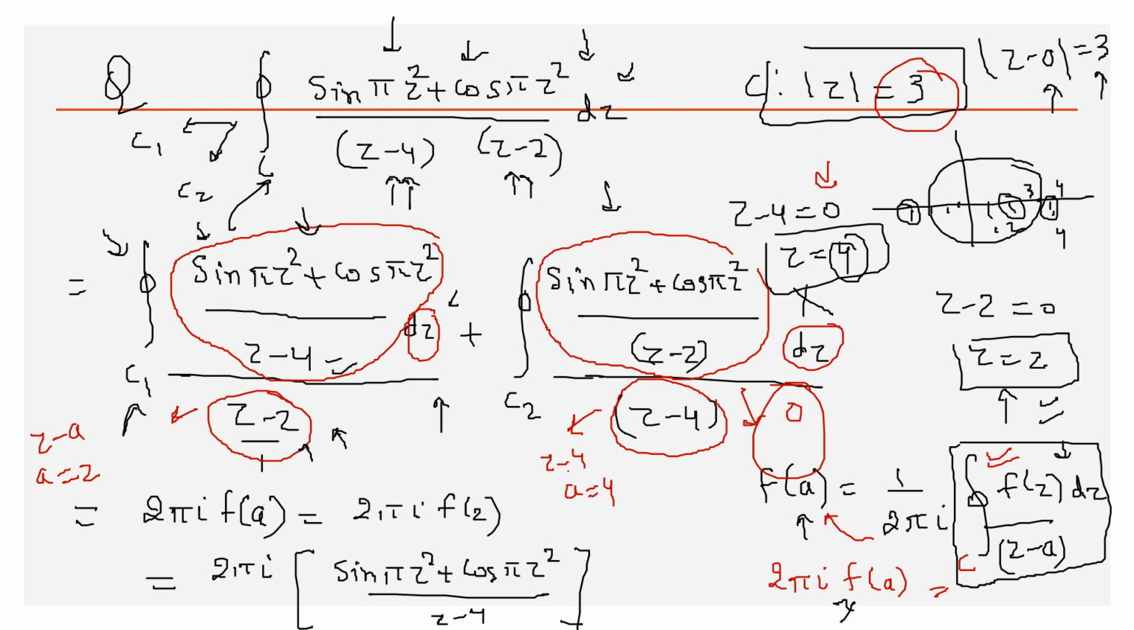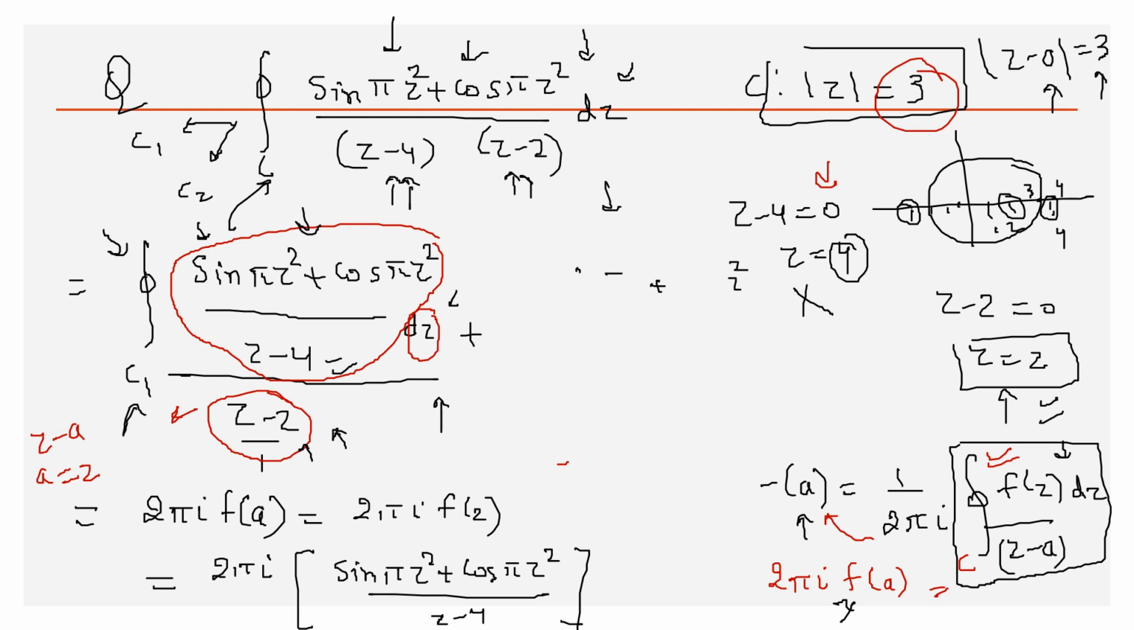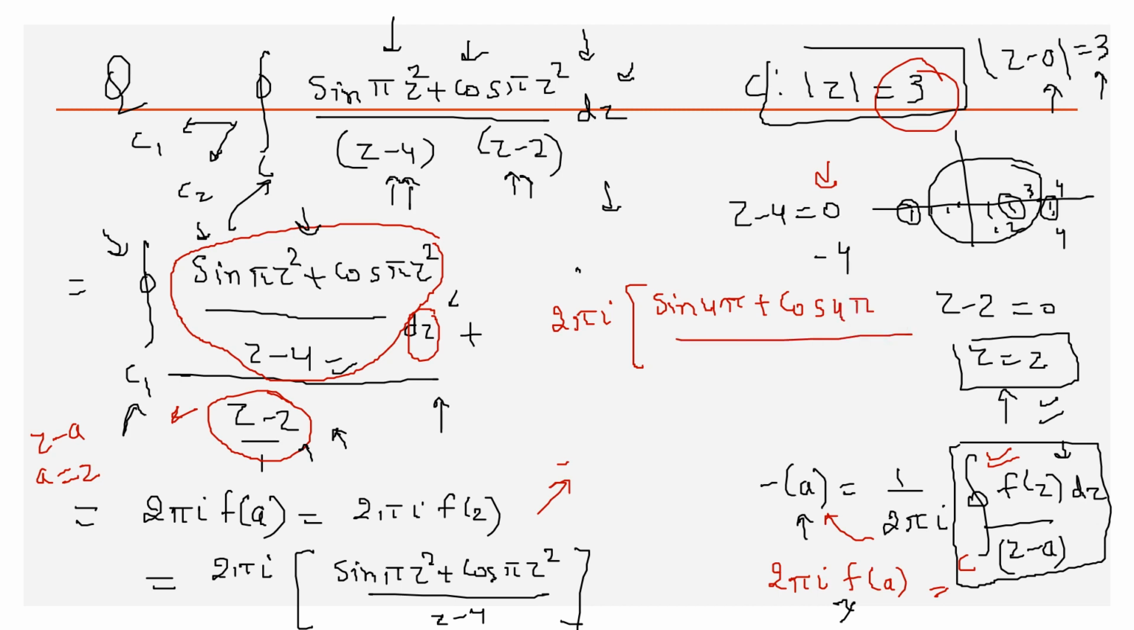Okay, so now if I substitute z as 2 here, what will you get? Tell me. It will be 2 pi iota sine pi z square. Z square means 2 square, so 4 pi, plus cos pi z square, that means 4 pi again, divided by 2 minus 4, that is minus 2.